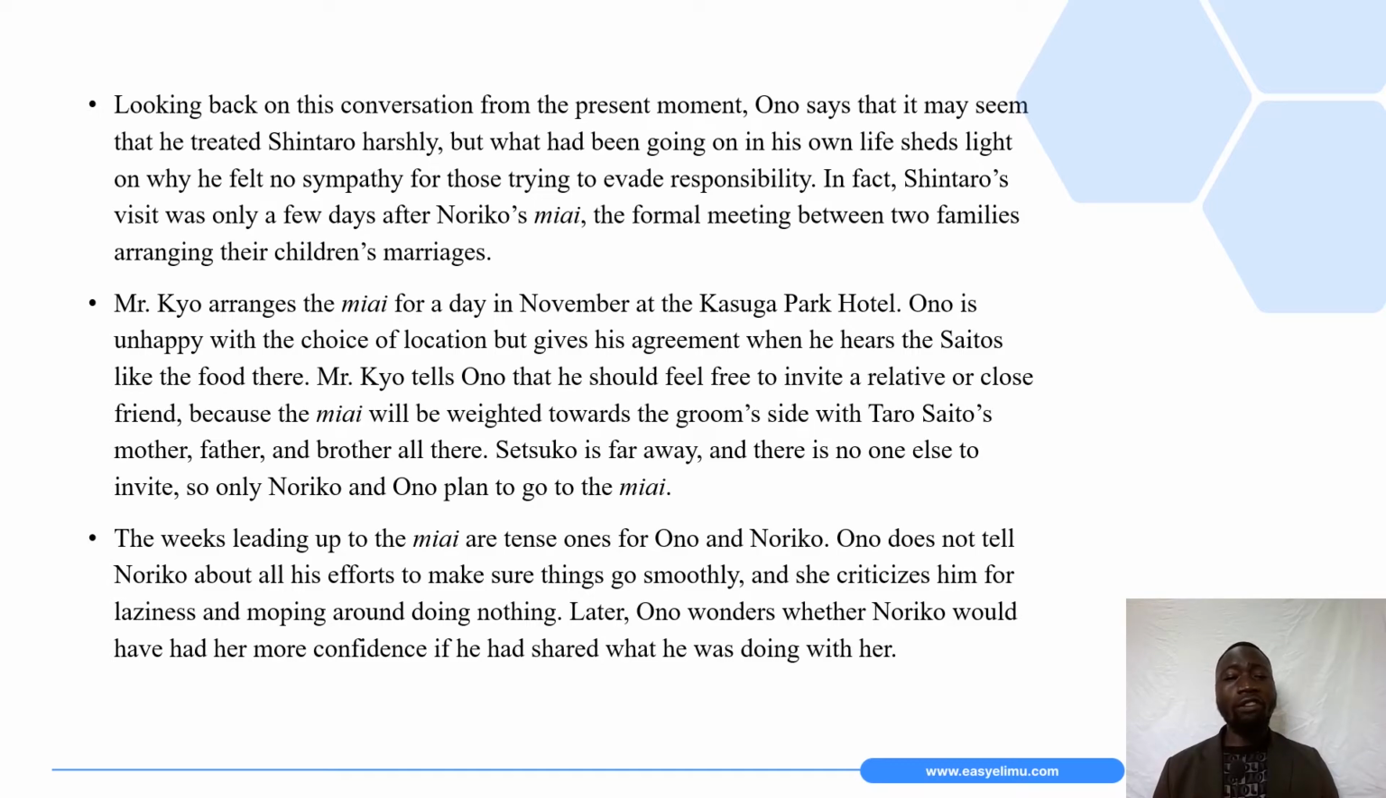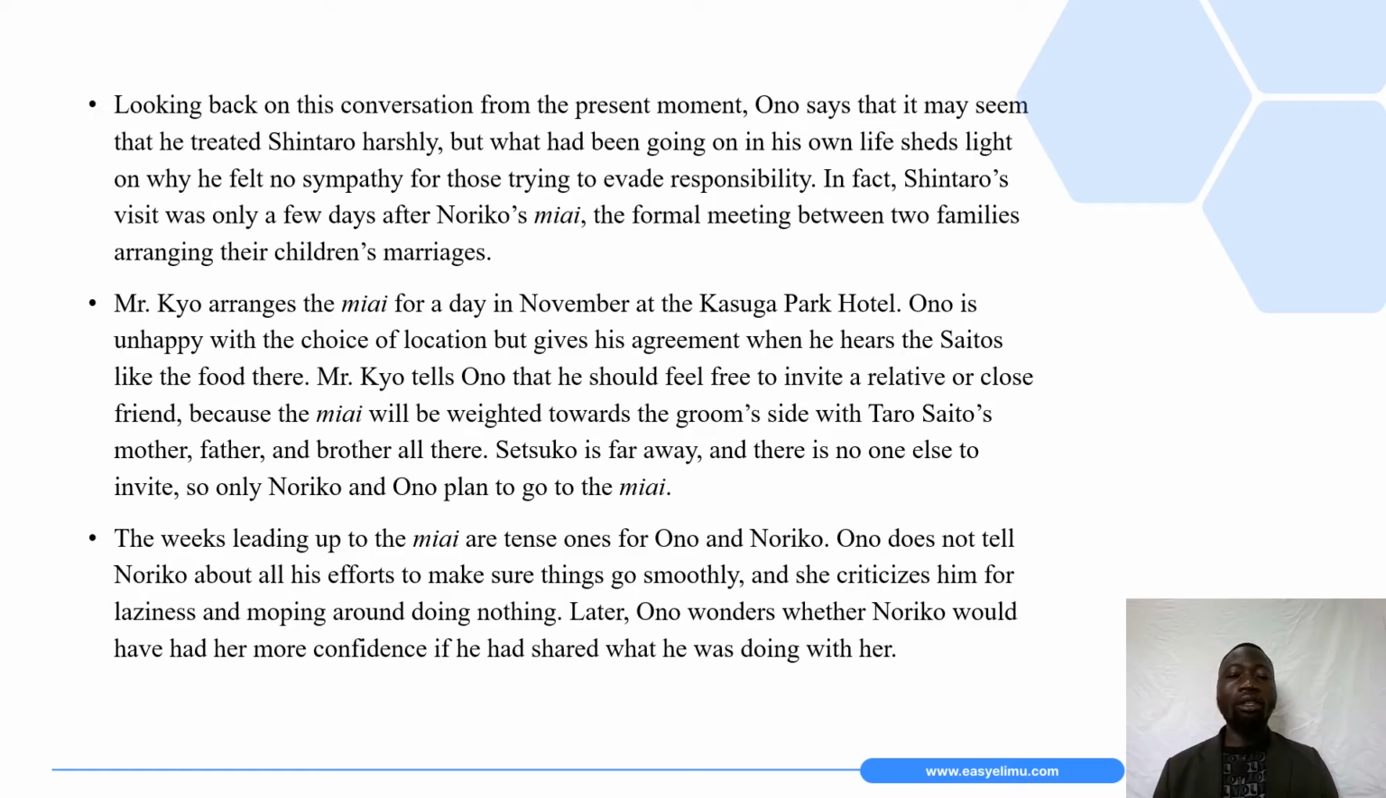So Setsuko is far away and there is no one else to invite. So only Noriko and Ono plan to go to the Miai. The weeks leading up to the Miai are tense ones for Ono and Noriko. Ono does not tell Noriko about all his efforts to make sure things go on smoothly, and she criticizes him for laziness and moping around doing nothing.